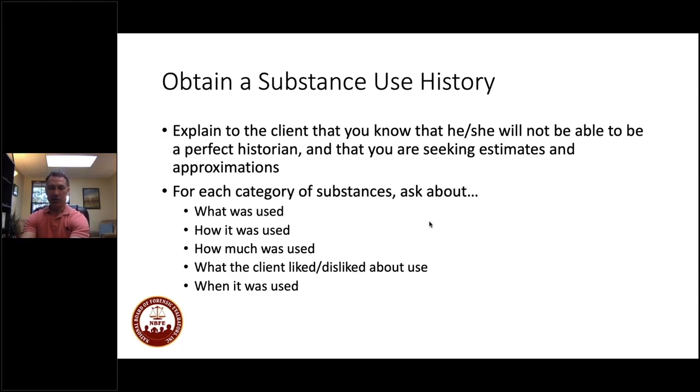Now, you need to obtain a thorough substance use history. So for each category of substances, you're going to ask about what was used, how it was used, how much, when it was used, and what the client liked or disliked about use. That's one way to get them to talk about both the perceived benefits and drawbacks of their substance use in a very comfortable conversational way.